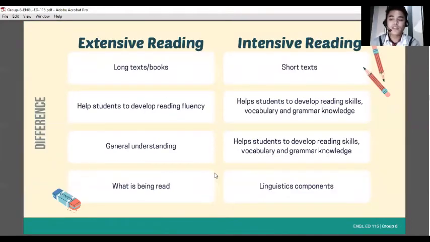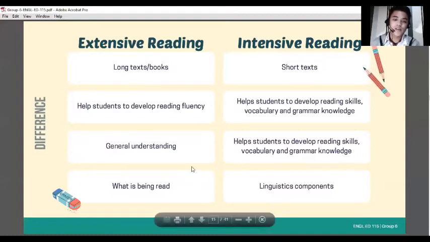We are already discussing differences between extensive reading and intensive reading, but let me go over some. In extensive reading, it is usually a long text or books. Unlike in intensive reading, these are normally short texts. Extensive reading helps students to develop reading fluency. Intensive reading helps students to develop their reading skills, vocabulary, and grammar knowledge. In extensive reading, we only read for general understanding of the text. Unlike with extensive reading, in intensive reading we normally focus on the reading comprehension of the students, which are the reading skills, the vocabulary, and the grammar knowledge of the students.